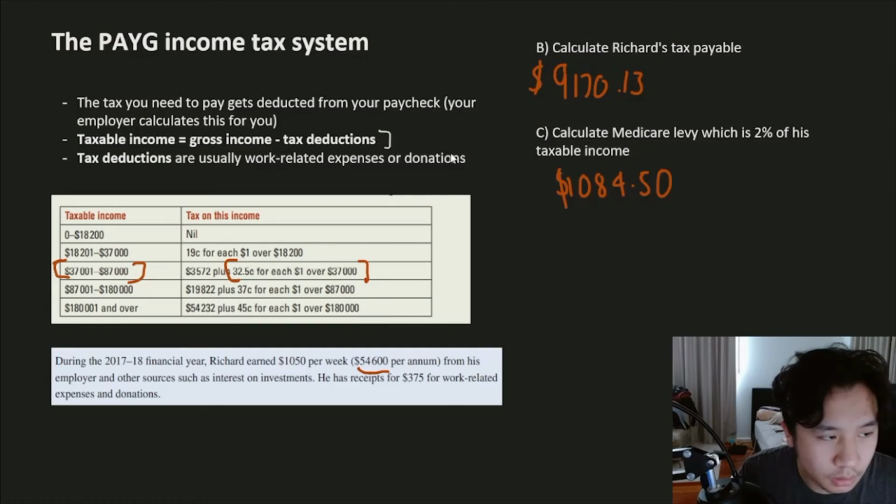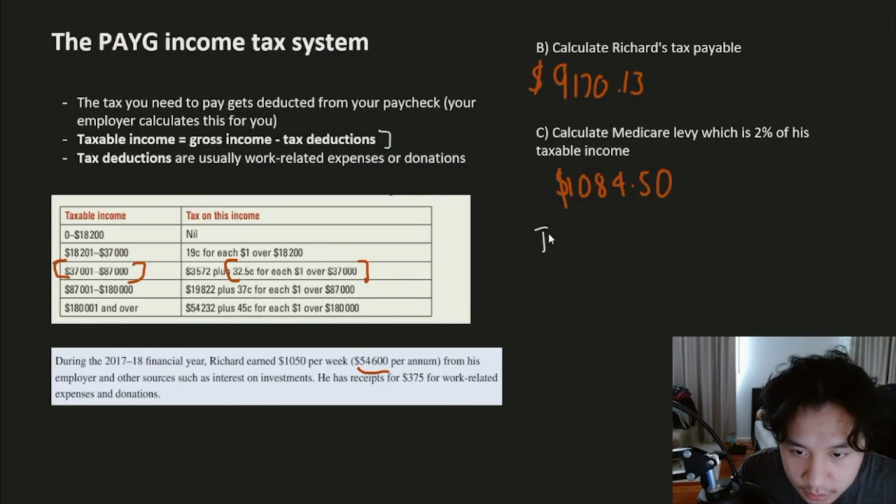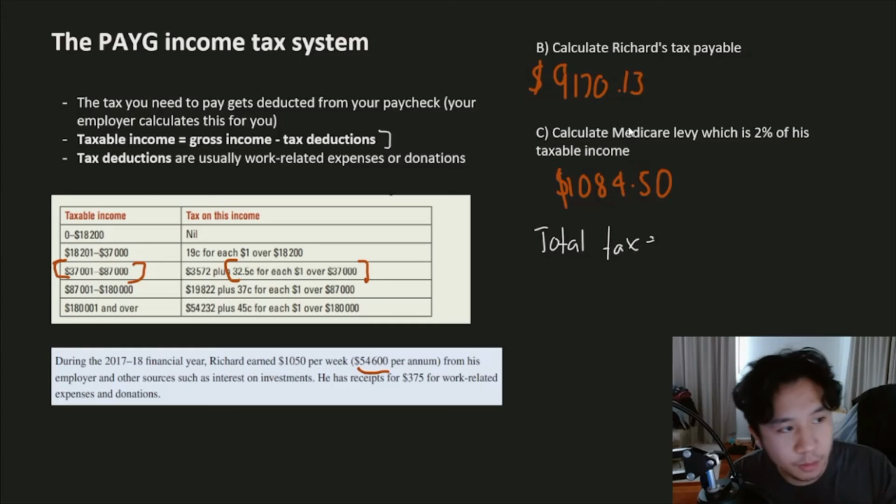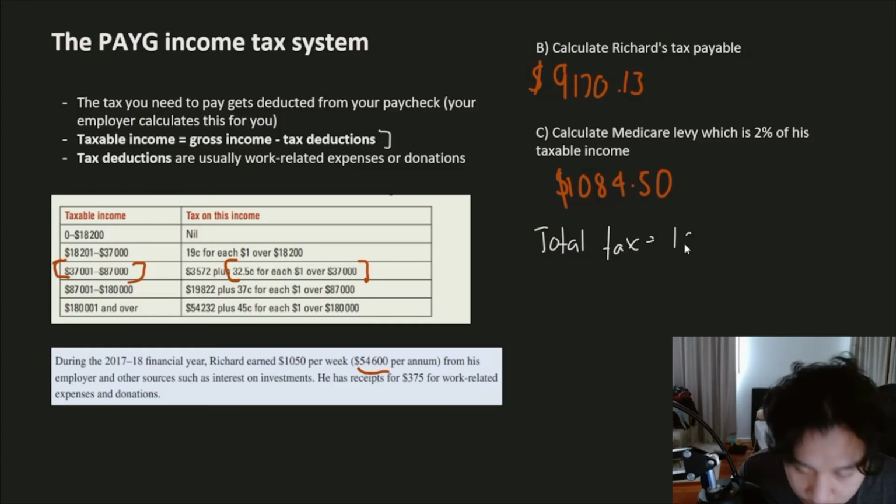Yeah, that. And so his total tax that he has to pay is this amount plus this amount. So the tax payable and the Medicare levy, which comes down to $10,254.63.